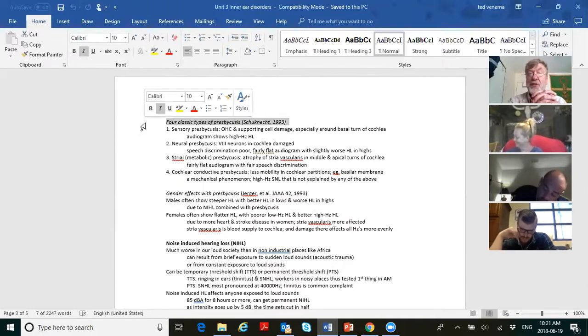Sensory presbycusis, neural presbycusis. Sensory presbycusis is mostly outer hair cell damage, especially around the high frequencies, around the basal turn of the cochlea. The audiogram shows high frequency sensorineural loss and decent word recognition. Write that in there as well. Decent word recognition. Pretty good. Not bad. Can't complain.